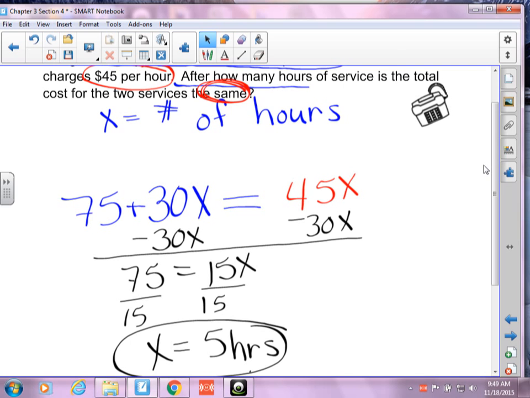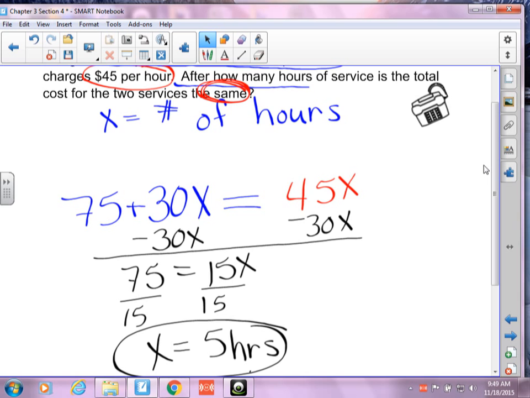So it depends upon how much you use your phone. And that's what your parents do when they look at different plans and when we look at different types of companies. They take a look at, okay, how much do I use it and which one's the better plan for the use that we use. Okay? So these are the steps that you're going to use when you do word problems. Questions?